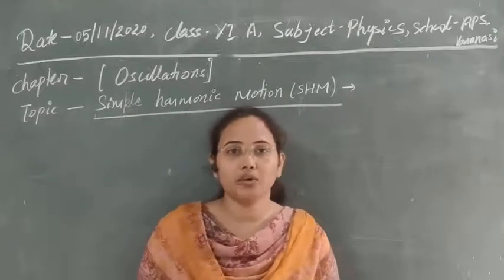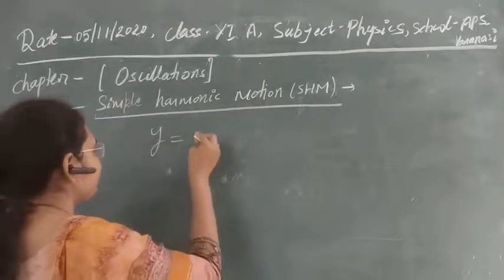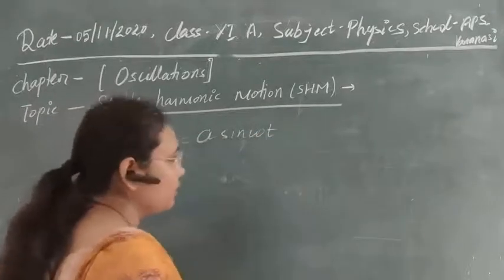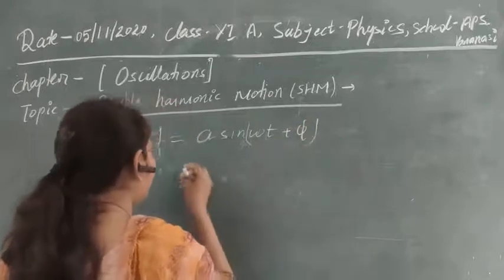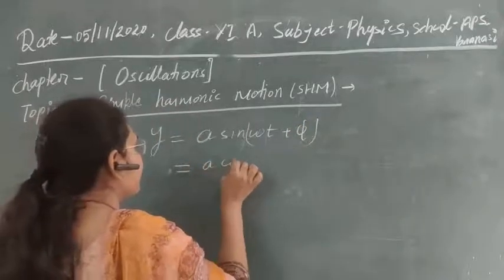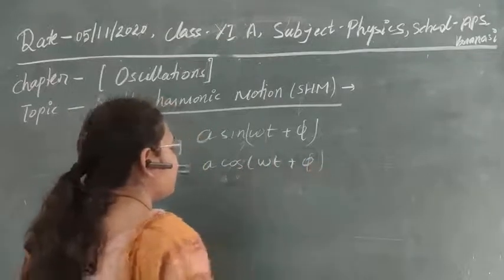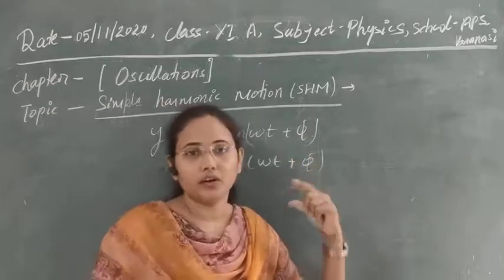So I derived a formula yesterday, and that formula is y equals a sin(omega t plus phi), or you can write a cos(omega t plus phi). Phi can have value 0, positive or negative.